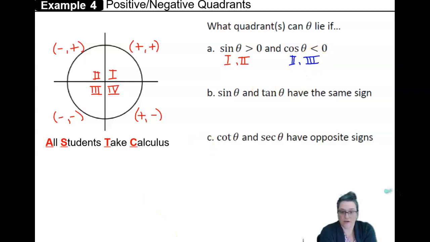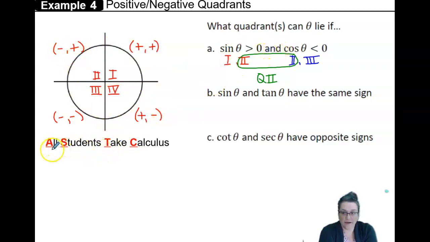And the quadrant where both of these are true, where the sine is positive and the cosine is negative, would be quadrant 2. Having to reason that out every time, which quadrants have a positive x, a positive y, negative x, negative y, etc., can be very time consuming.